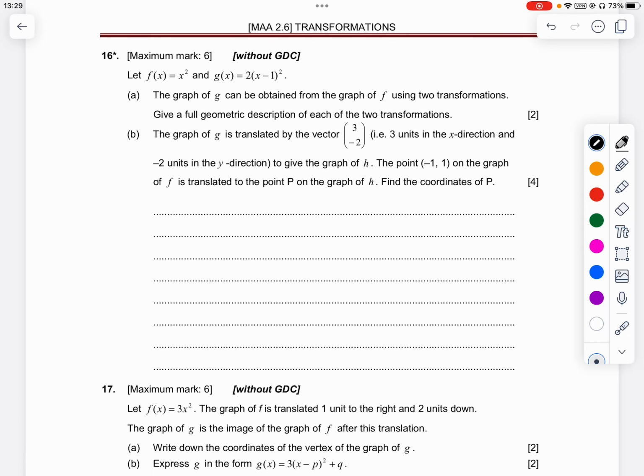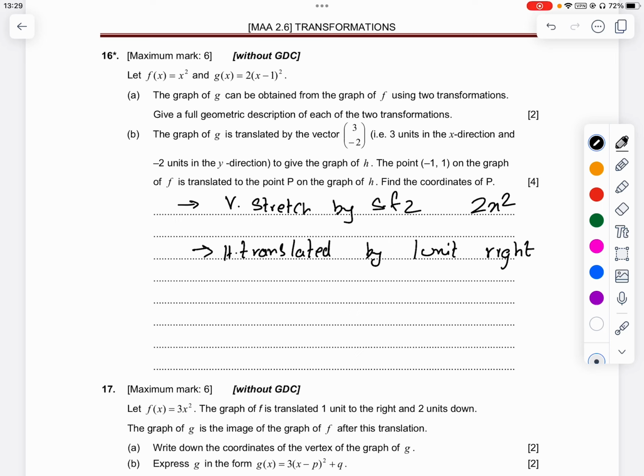Question number 16. f of x equals to x square, g of x equals to 2 times of x minus 1 whole square. The graph of g can be obtained from the graph of f by using two transformations. Give two full geometric transformations. So first we'll do stretch. First one is going to be nothing but what? Vertical stretch by scale factor 2. So it becomes 2x square. Then next is nothing but what? Horizontally translated by 1 unit right side. This is going to be the answer.